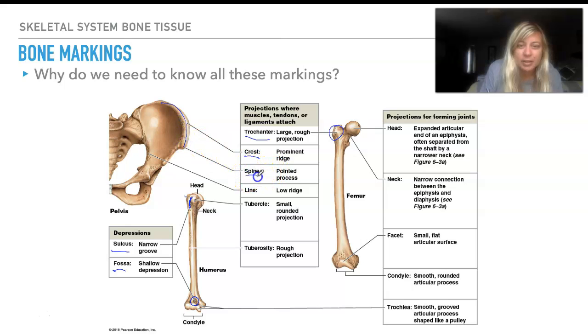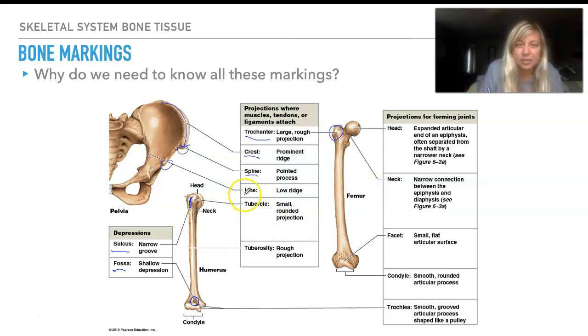A spine is a pointy process. So you can see a spine here, another spine here. This is the anterior iliac spine. And we'll get into each of these bones and the markings that you need to know when we get to the axial and appendicular skeleton. This is kind of an introduction to what these terms mean.